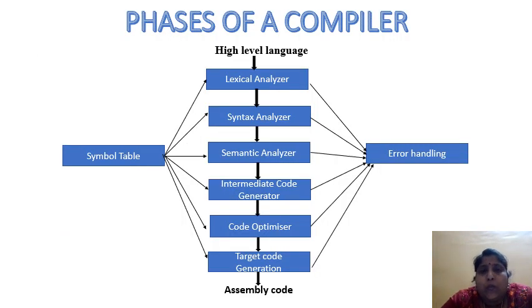Now we will be going through the various phases of the compiler. Now in this diagram we can see the various phases of the compiler. That is, the high-level language is fed to the lexical analyzer and then to the syntax analyzer, then comes the semantic analyzer, then the intermediate code generator, code optimizer, and target code generation. Along with this, we are having the symbol table and error handler.